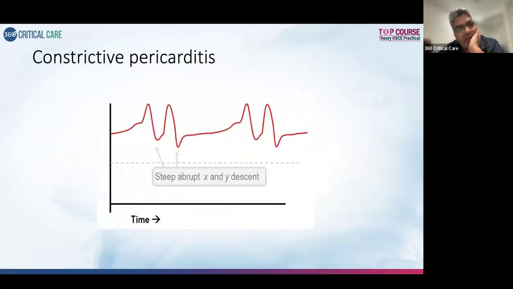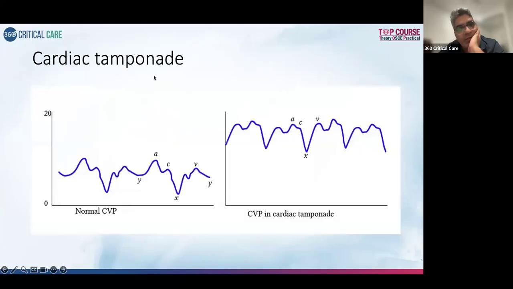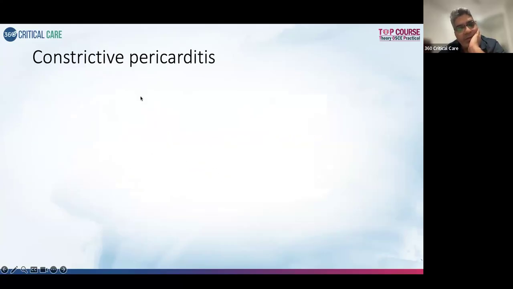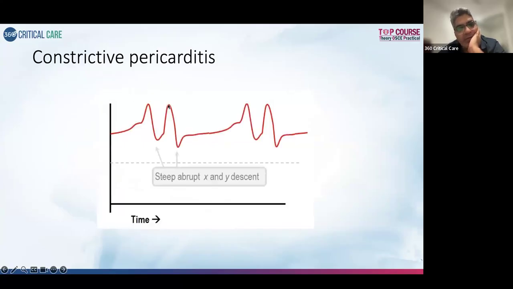Now in constrictive pericarditis, you will have abrupt X and Y descent. So very stiff X and very stiff Y descent. Characteristics of constrictive pericarditis. Now, how to remember tamponade? Forget about cardiac. Tamponade is one word, so you will lose one. Y will be gone. Absence of Y descent is tamponade. Your X and Y descent both become very stiff or very straight.